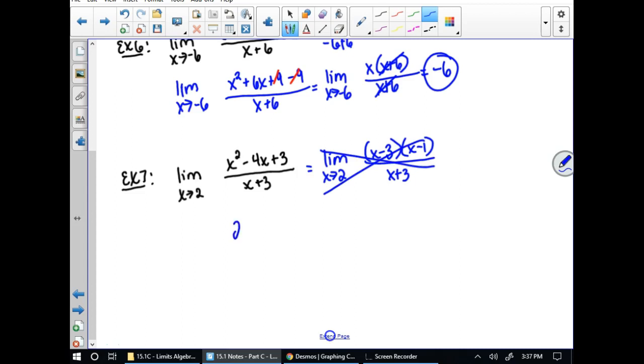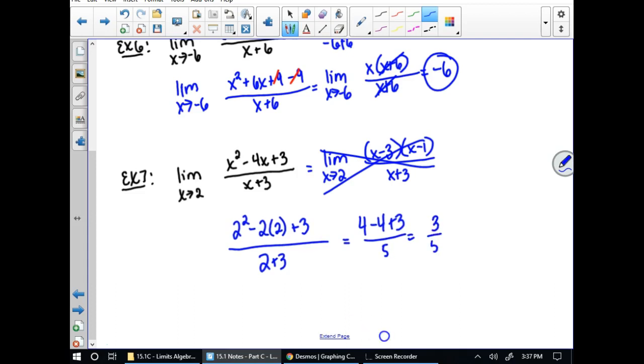So if we plug in that 2, we get 2 squared minus 2 times 2 plus 3 over 2 plus 3. So we get 4 minus 4 plus 3 over 5, and that gives us 3/5. So this was actually a direct substitution problem. One of the most missed problems I usually have on the test is a problem like this, because everybody's trying to factor it and getting it to cancel, and they forgot to try direct substitution. So you're supposed to try direct substitution before you try anything else.